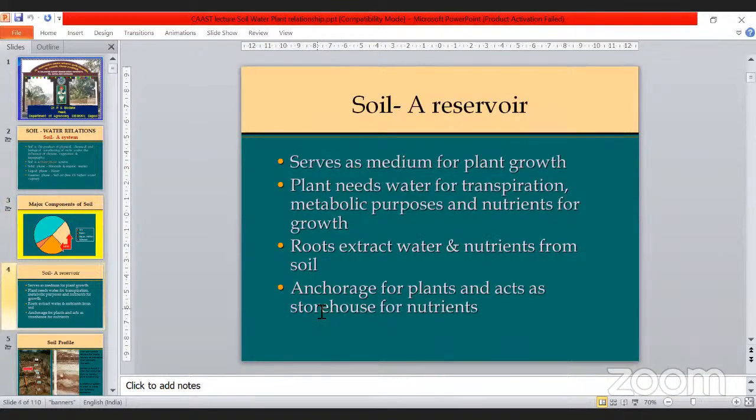So soil serves as a medium for plant growth, because it supplies the nutrients, or you can say the food, required for the plant. So it acts as a plant growth medium. Then the plant needs water for transpiration, for metabolic purposes, and nutrients for growth. Whatever water is needed for transpiration or metabolic activities, every plant has to take the water from the soil or from nature through humidity also.